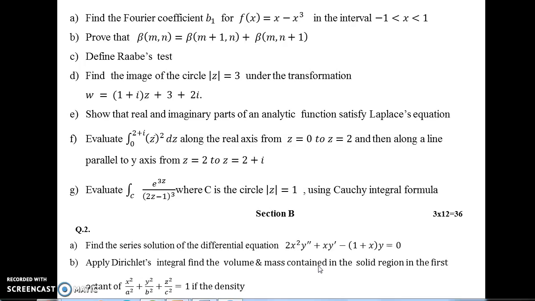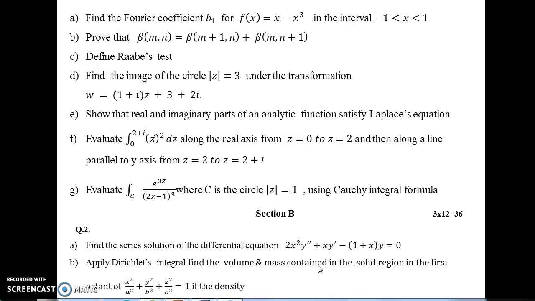And for y parallel to y axis, and this parallel to y axis, you can say that x equal to 0 here, and that means z equal to iy and dz equal to i dy, and then solve this. We can find the integration value of integrations.